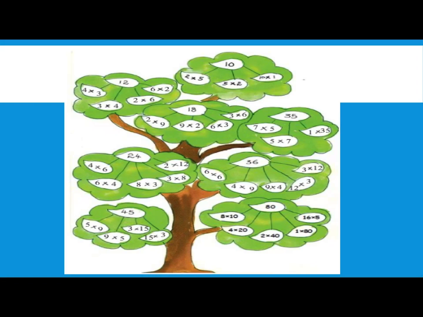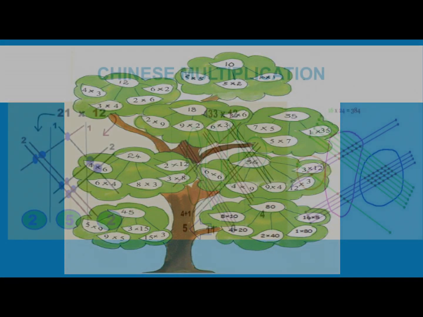Similarly for 10, look here: 2 into 5, 5 into 2, 10 into 1. Similarly for 18, 35, 24, 36, and 80. Look at 80: 8 into 10 is 80, 4 into 20 is 80, 2 into 40 is 80, 1 into 80 is 80, 16 into 5 is 80. So these are the factors. You can tell that these are the factors of 80.